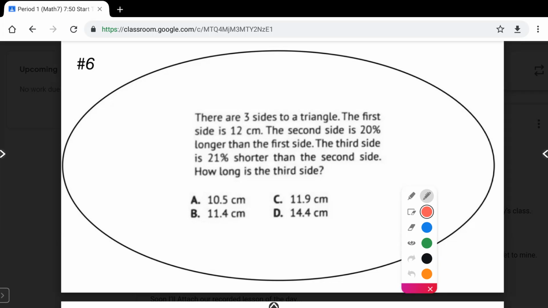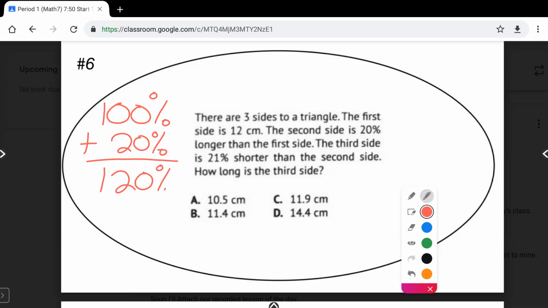Now if I know the second side is going to be 20% longer than the first side, remember what we do. When you have a percentage change, you always start with 100%. Since we are increasing, it is 20% longer. That's increasing. We're going to add 20% to 100. That's going to give us 120%.